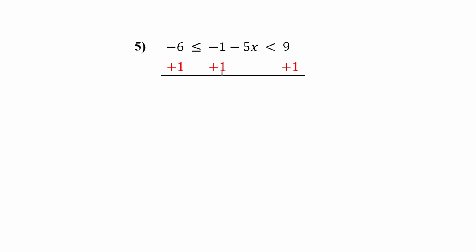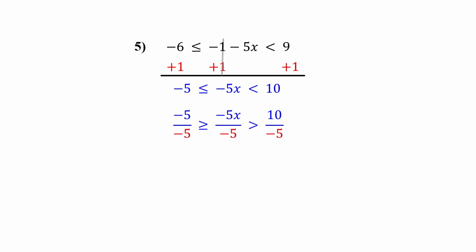In the middle, the 1's cancel out, leaving negative 5x. On the left, we get negative 5. On the right, we get 10. Now, to get x by itself, divide all three parts by negative 5. But remember, because we are dividing by a negative, we must flip both inequality signs. So the less than or equal to becomes greater than or equal to, and the less than becomes greater than.